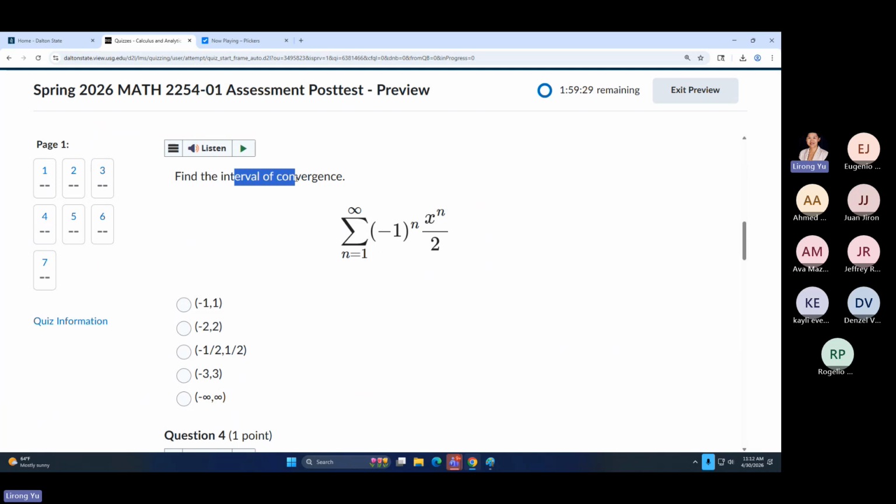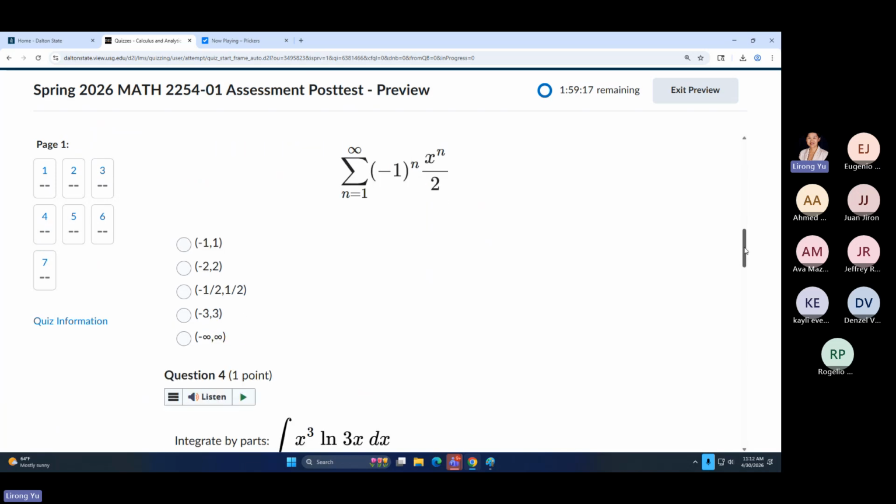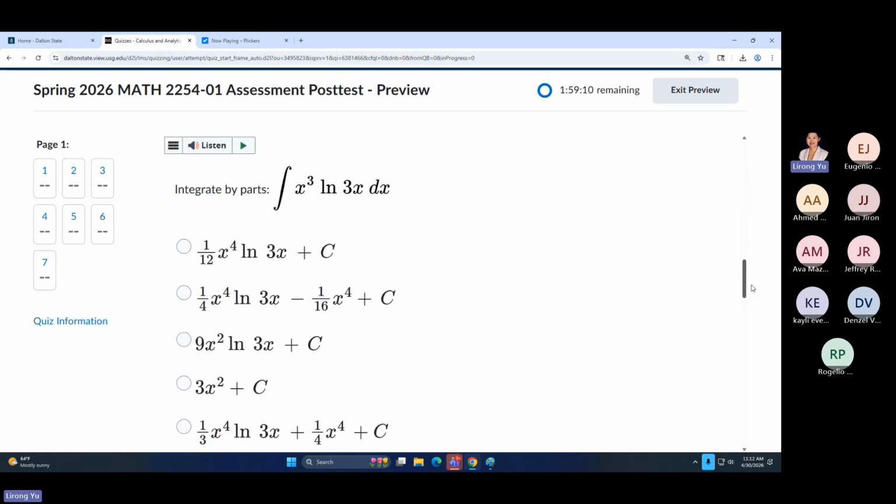It's actually an interval of convergence question. So that would be chapter 8.6, which is power series, which is an infinite summation of a power function. You want to find the radius of convergence and find the interval of convergence. This is a question that will be an integration by parts, similar to what we did today. But you want to remember the u is natural log, and then the dv is x cubed dx.